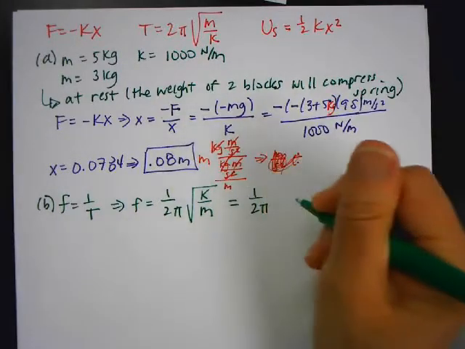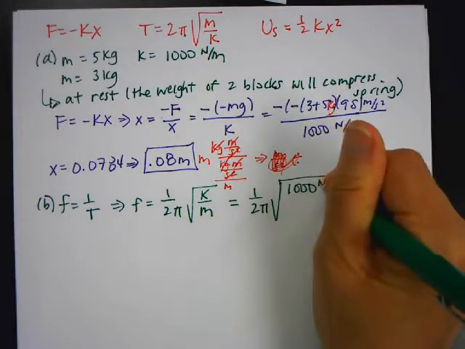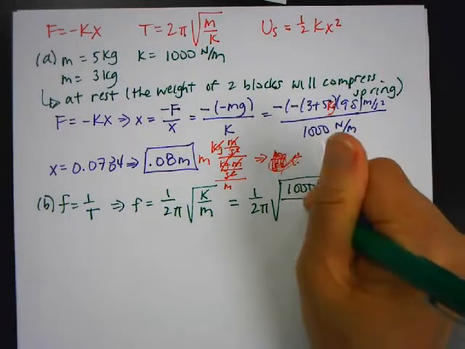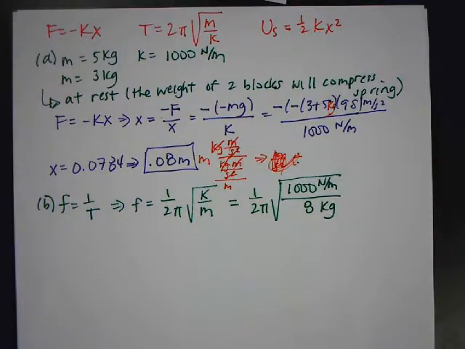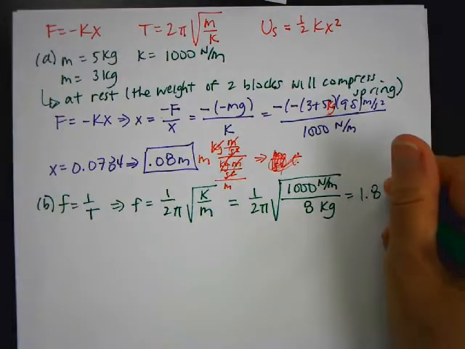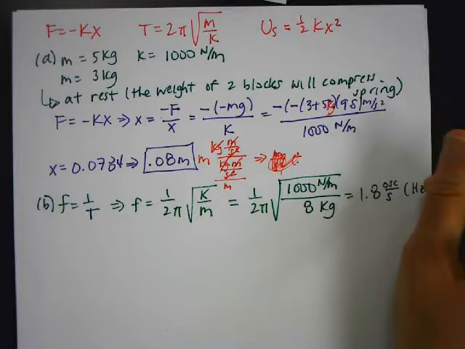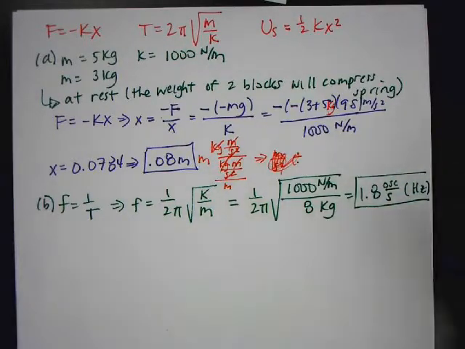So 1 over 2 pi times the square root of 1,000 newtons per meter over 8 kilograms. So when I do all the math, this comes out to be 1.8. And remember, this is like oscillations or vibrations per second, which is a hertz. Because whatever the object is doing, it's oscillating, it's vibrating. The word in the numerator just describes what the object is doing, and the actual unit is 1 over a second, which is a hertz.